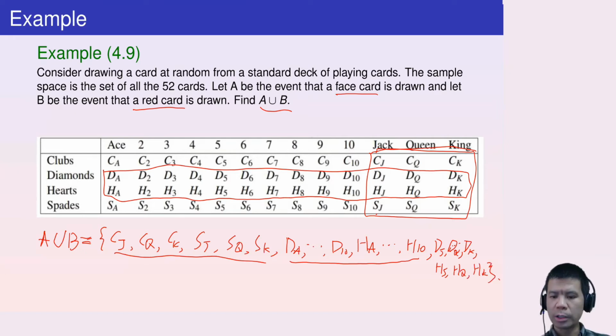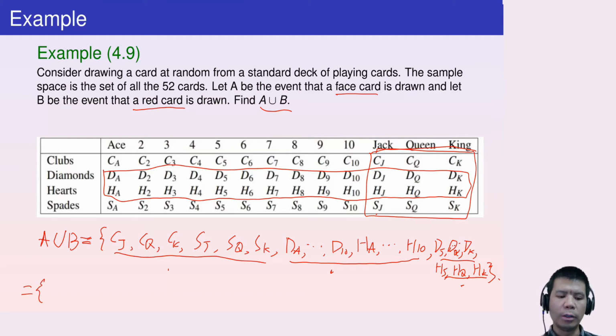So these are what? In both A and B. So either in A or B or both. Okay, so that is the union of A and B. Now, this set can also be written in a way that is simpler.